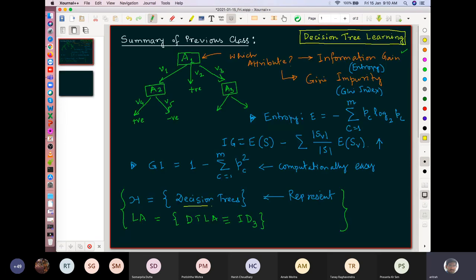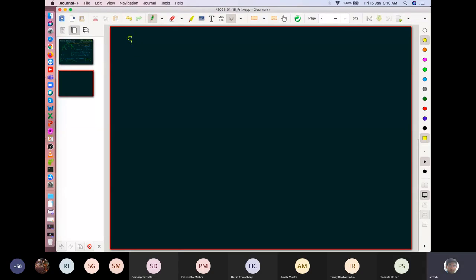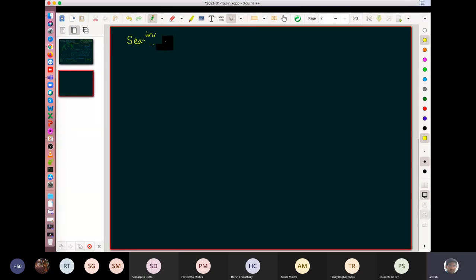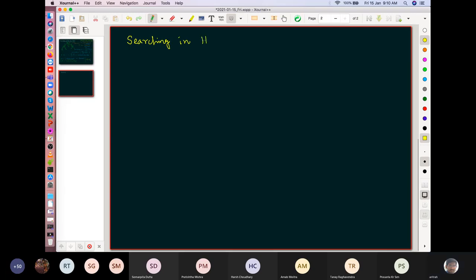So going forward, the first question is how do we search in the hypothesis space? Because here our hypothesis space is a set of decision trees, there could be many possibilities through which we will search and finally arrive at the golden hypothesis that will approximate the unknown function. Therefore, the next question is how this searching happens in the hypothesis space we have.